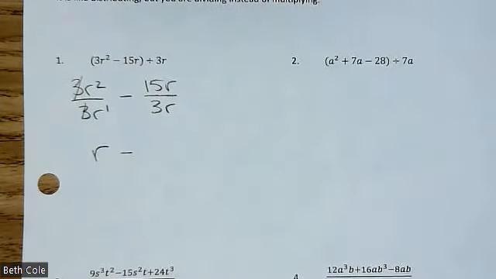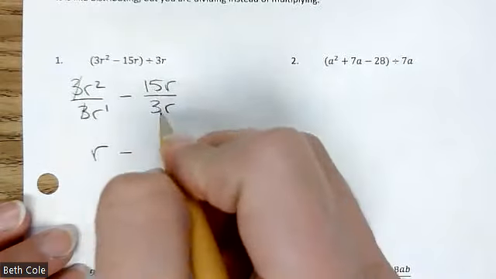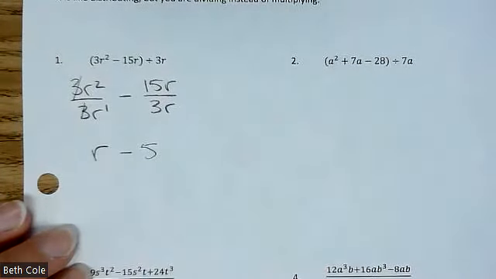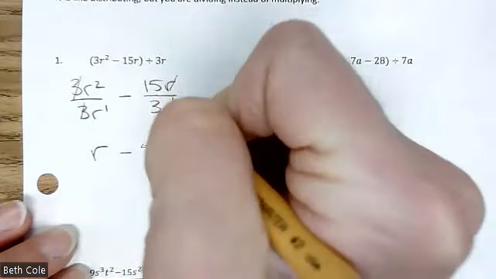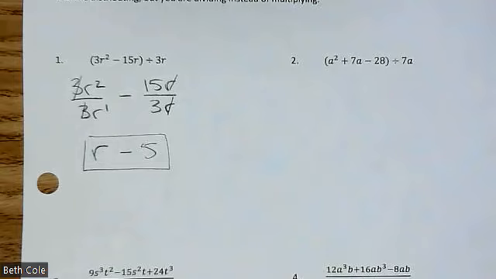All right, minus. Now you're dividing. 15 divided by 3 is 5. And then what happens to the r's? Yeah, they cancel. And so this is your answer. r minus 5.